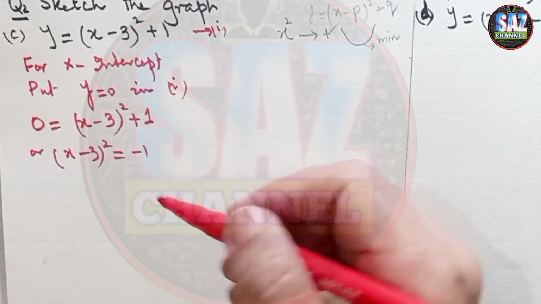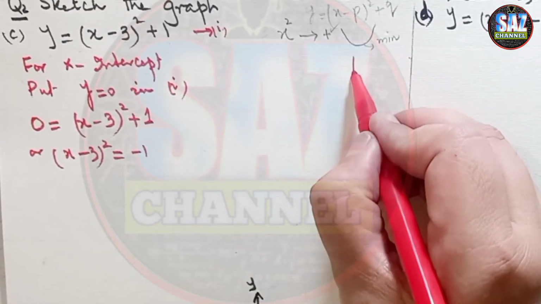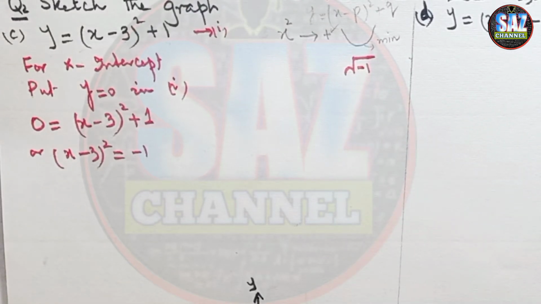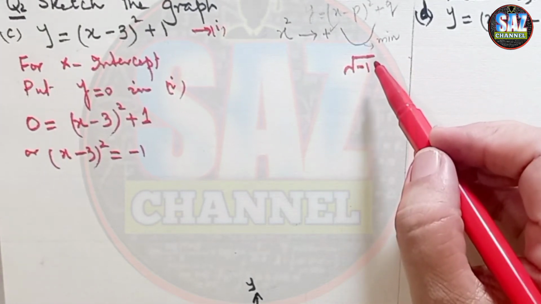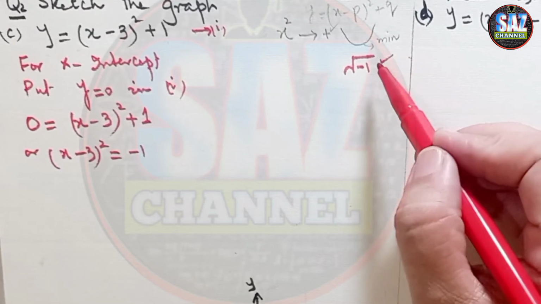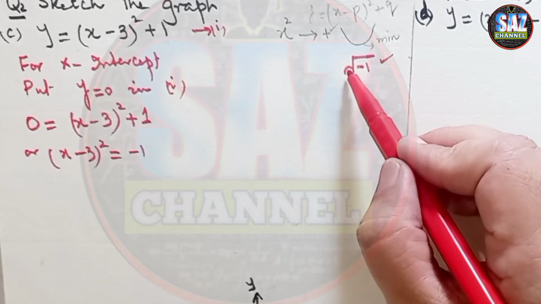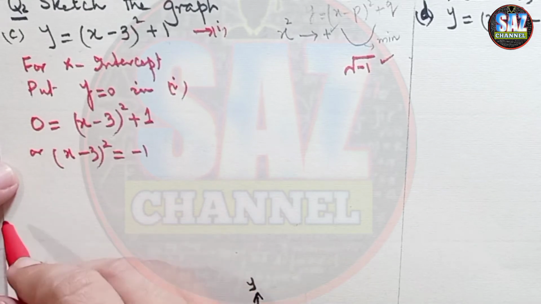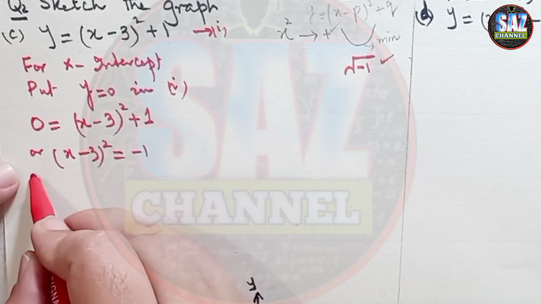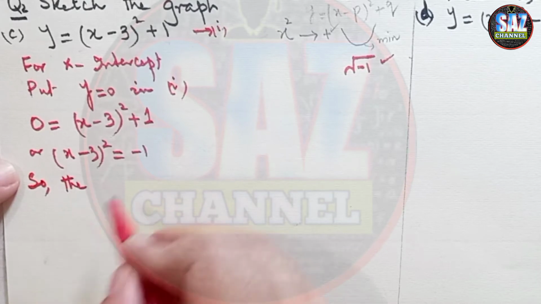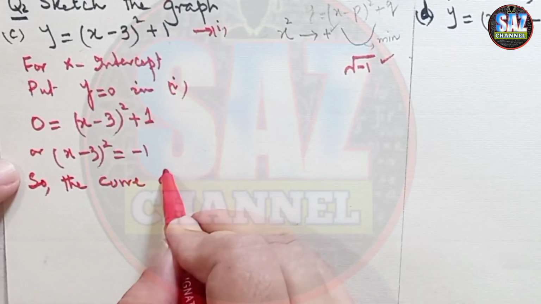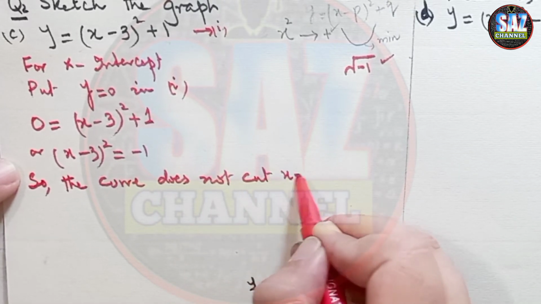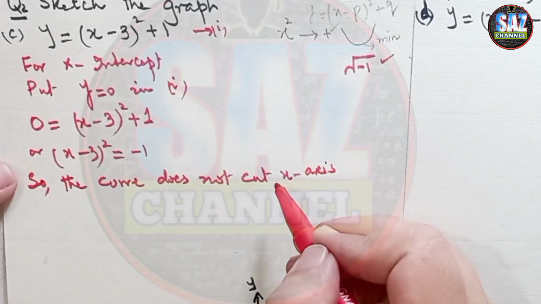In order to get the value of x, I have to take the square root, and when I take the square root, it will contain the square root of minus 1. So we have to say that this situation has no real solution. When we are taking the square root in a quadratic equation on the real number system, the equation will not cut the x-axis, so there are no x-intercepts. So the curve does not cut the x-axis. I hope you are really clear about this point.